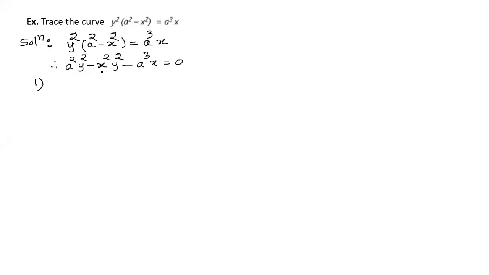There are not only even powers of x, because there is one odd power of x. So this property is not satisfied. So only property one is satisfied, even powers of y. So we'll say the curve is symmetric about the x-axis.